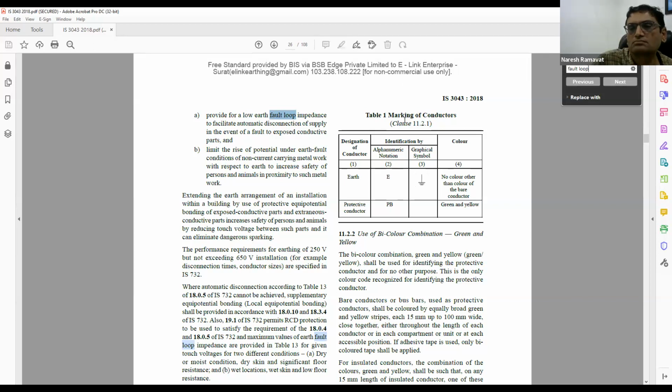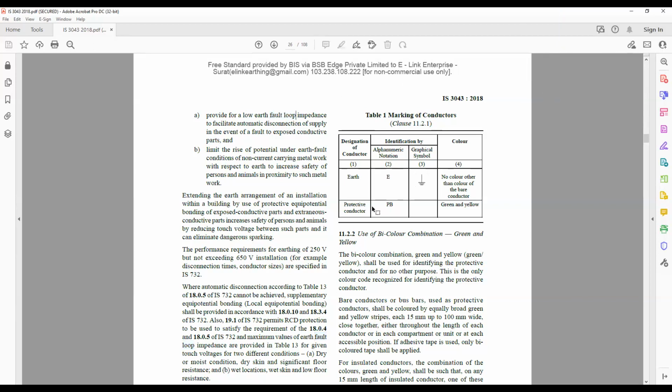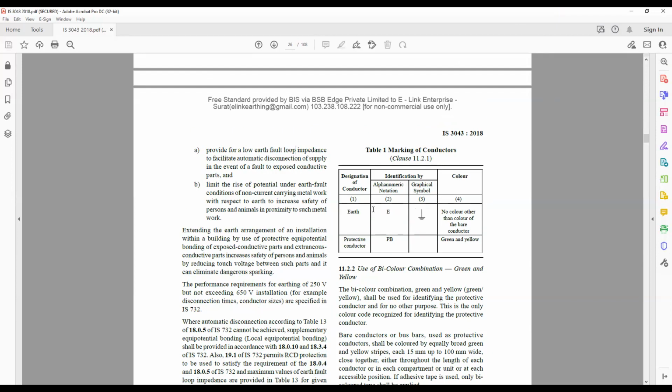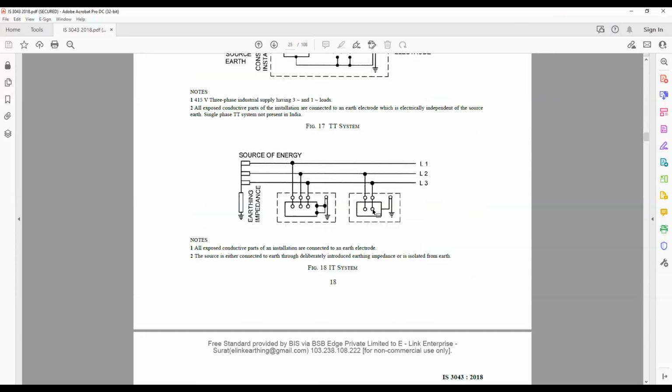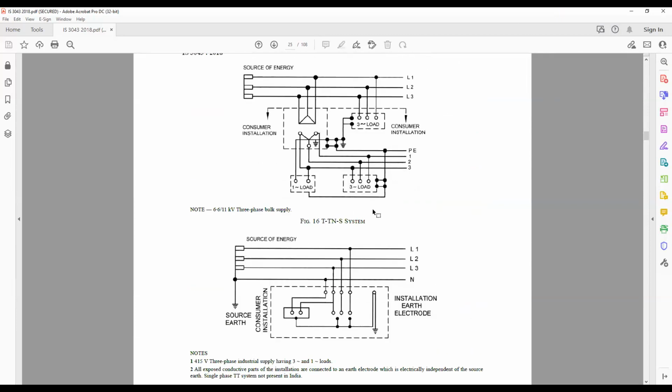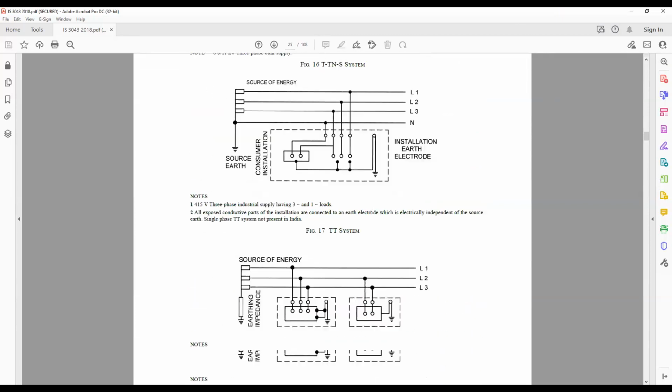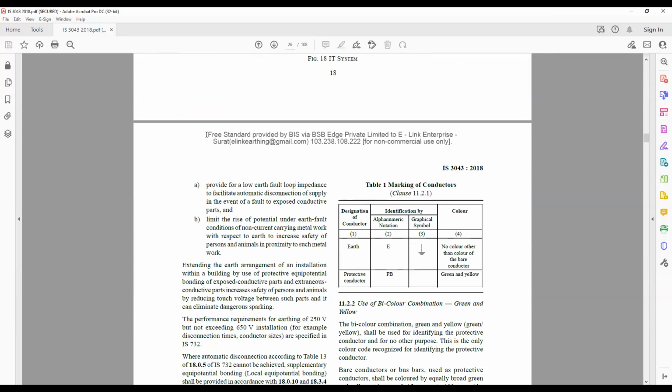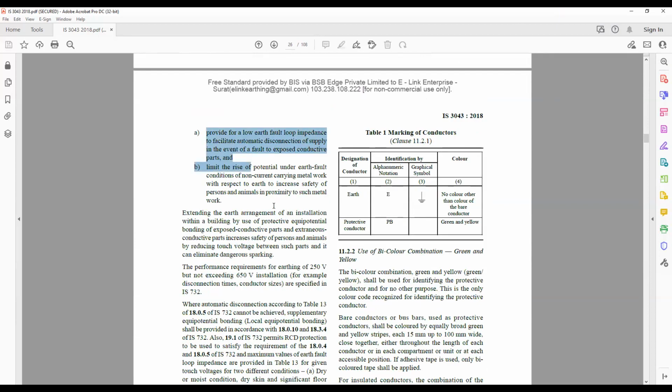About 33 places. See, this one is talking about the purpose of earthing. Before the picture, you have to scroll down a little bit more. Yes, the purpose of earthing: provide a low earth fault loop impedance to facilitate automatic disconnection of supply in the event of a fault to exposed conductive parts. The first job of earthing is to make a low impedance fault return path.